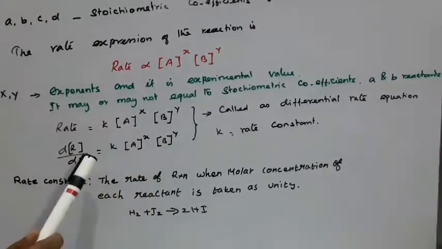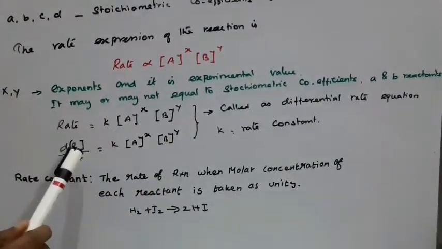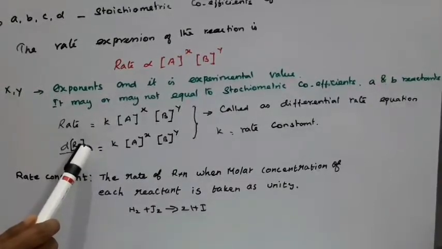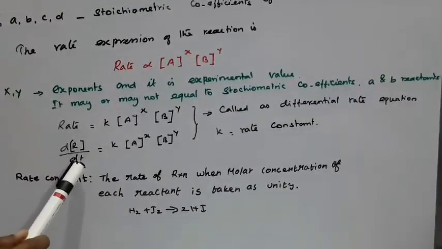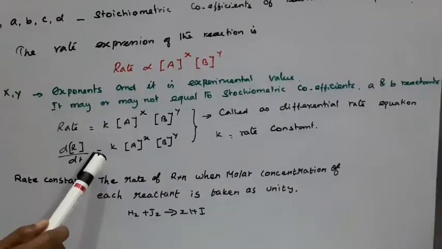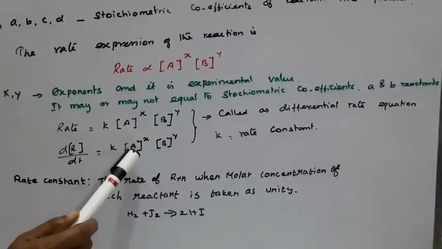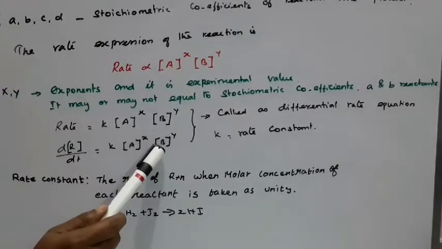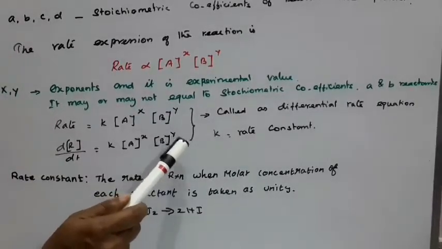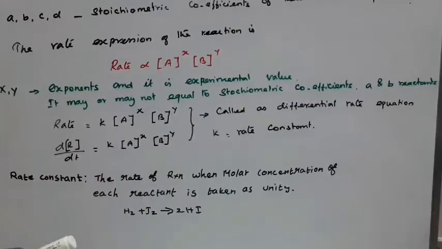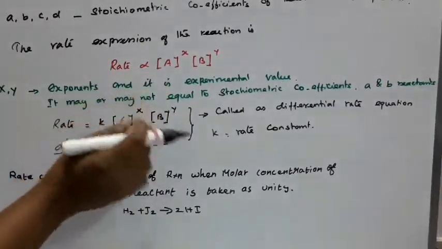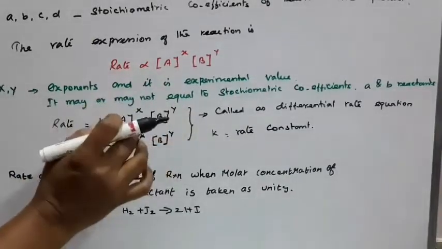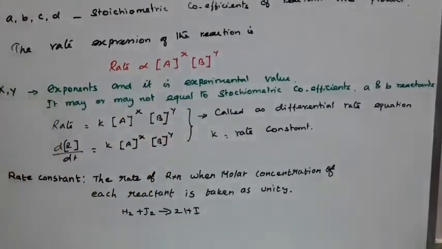Here, how can you write the differential rate equation? The small change of reactant concentration in time dt is equal to the rate constant k times the concentration of A raised to the power x and the concentration of B raised to the power y. Because x and y give the order, this order is not necessarily similar to the coefficient values.